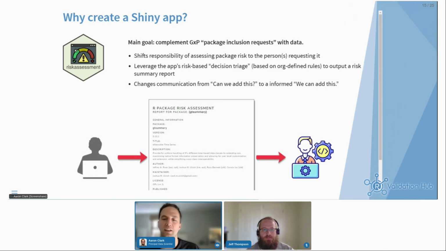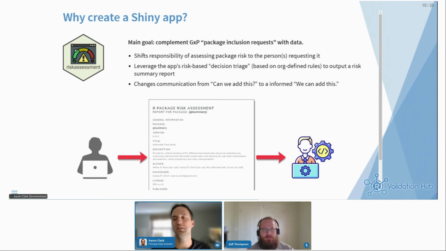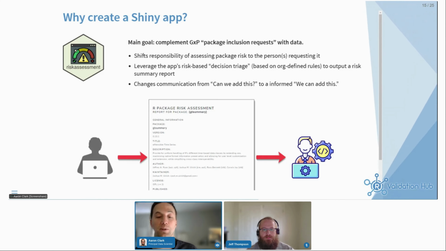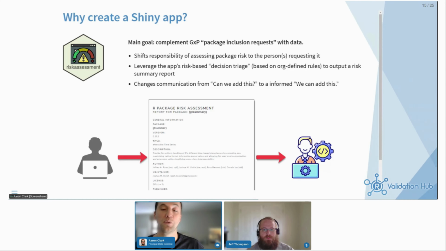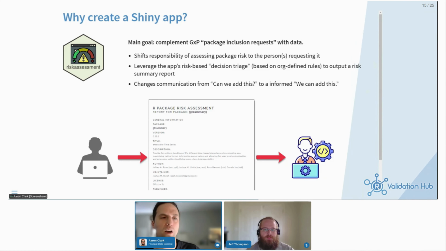So what does this mean? It just means we're going to change the conversation from "can we add this?" to a more informed statement from Bob saying, "I think we can add this," or "maybe we can add this if we make a few exceptions," or "how can we add this, knowing that this package isn't meeting this one rule or this one requirement."